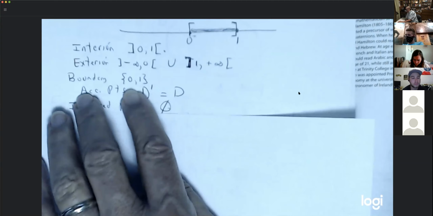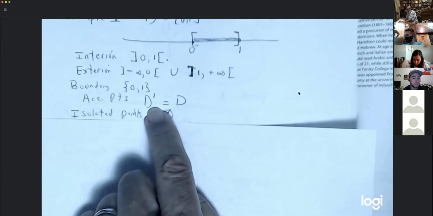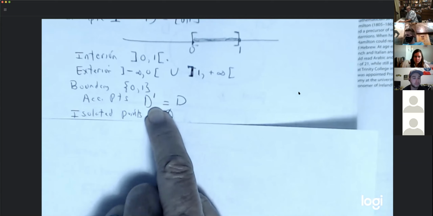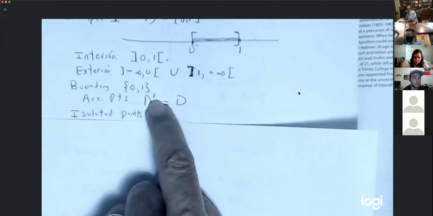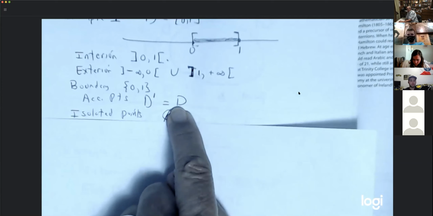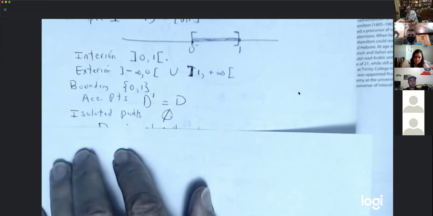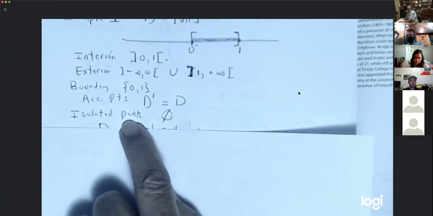What are the accumulation points? Now, I'm starting to also use some symbols. We're going to denote accumulation points by putting a little prime on here for the set. So D prime means the accumulation points. The accumulation points of this particular set is D, everything in D. So everything in a closed interval is an accumulation point. What are the isolated points? There aren't any. The empty set.